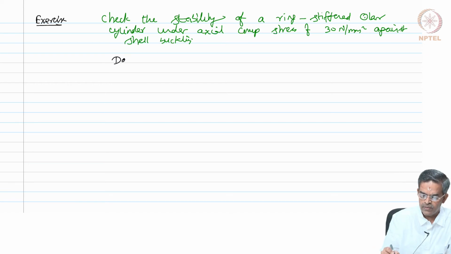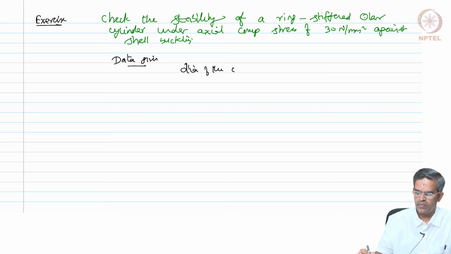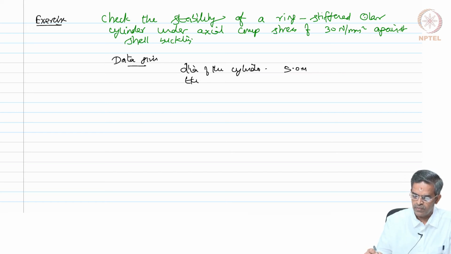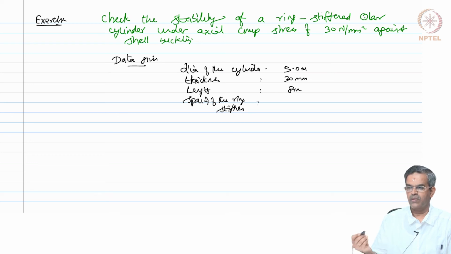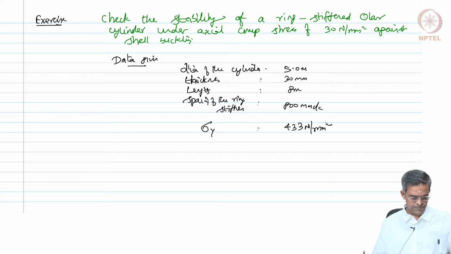So, the data given is like this: the diameter of the cylinder is 5 meters, thickness of the cylinder 30 millimeters, length of the cylinder 8 meters, spacing of the ring stiffeners is 800 mm center to center, and take sigma y as 433 Newton per mm square. Okay, let us do this. So, let us say the solution.